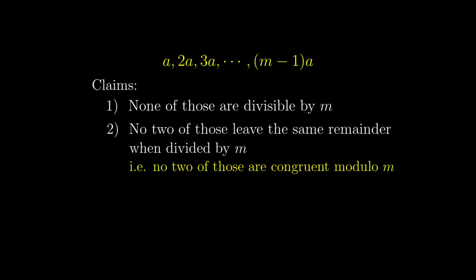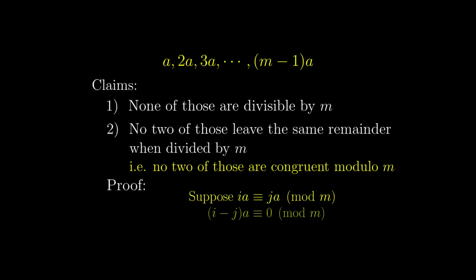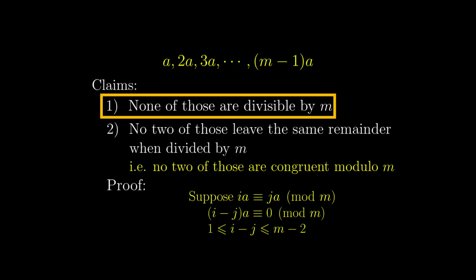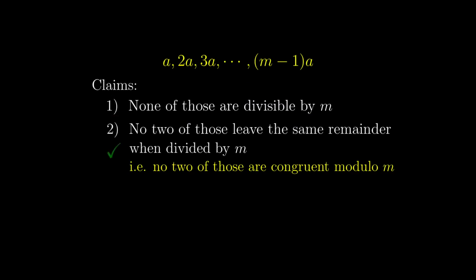For the second claim, again let's suppose ia is congruent to ja modulo m. Then (i minus j) times a is divisible by m. Both i and j are taken from 1 to m minus 1, and so their difference must be smaller than m. And so according to the first claim, there is again a contradiction, and thus the second claim is also correct.